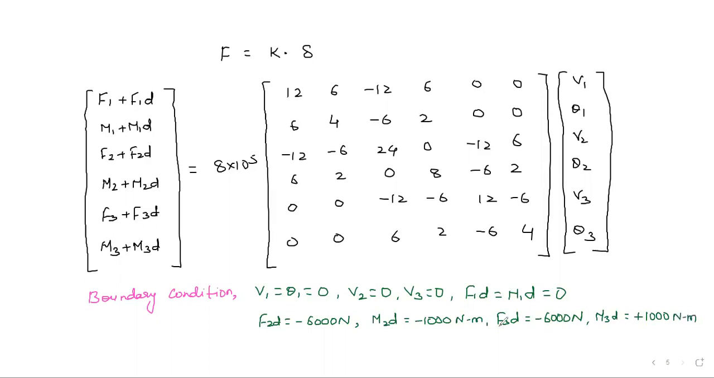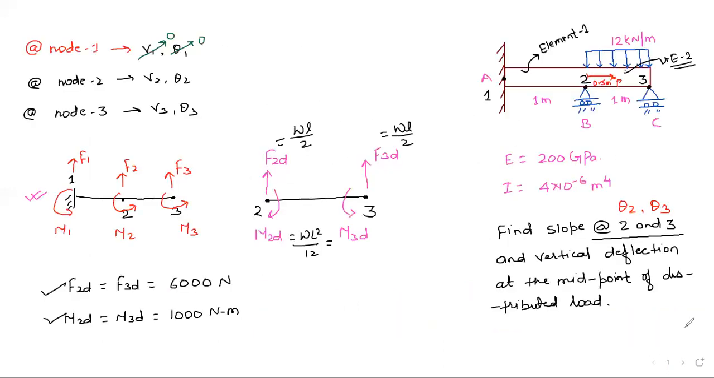Now there will be a question, sir, why have we taken the M2D value as minus 1,000 Newton meter and M3D as plus 1,000 Newton meter? So see here, if you talk about element number 2, from here to here, this M2D and M3D are nothing but fixed end moments. We have already discussed that if it is on the left, starting from B to C, because this is element number 2, on the left we will take minus, so for this it will become minus. And for this, because it is on the right side, C, third node, it will become plus. So the M3D value will be plus and the M2D value is going to be minus. That's why I have taken these values.